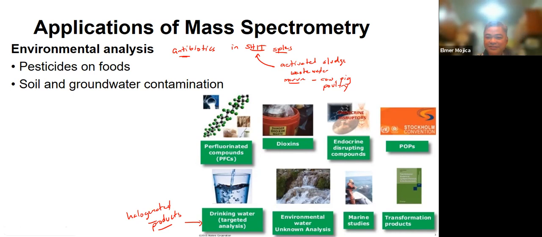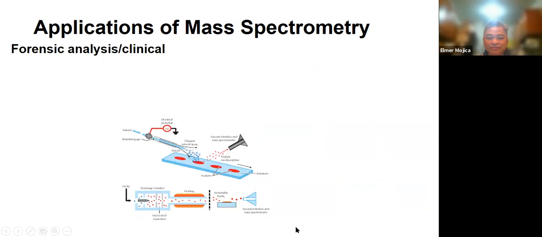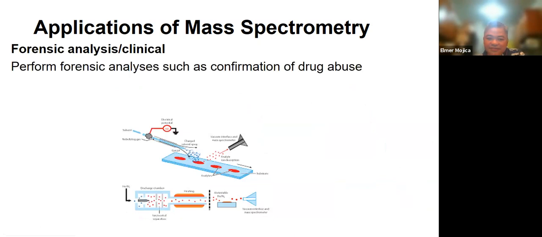So ang inaano ko, tinitingnan ko, pag in-apply namin sa hayop yung antibiotics, ano nangyayari sa kanya. That's why I have to work with the sheep samples. Okay? Now, you can also use it in forensics. So you can perform a forensic analysis as confirmation of drug abuse.